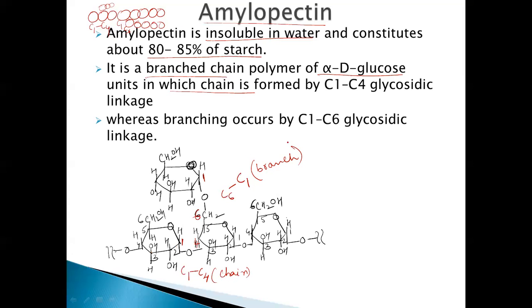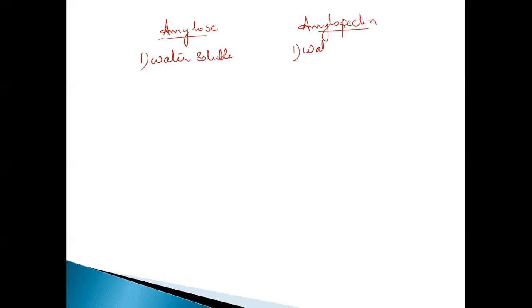And what is the difference between amylose and amylopectin? I'll write here: this is amylose and this is amylopectin. Amylose, as I said, is water soluble, because we cannot see any branching here. This is a simple structure, so it is water soluble. Amylopectin is water insoluble because it is branched, as we can see here. Amylose forms a small percentage of starch, 15 to 20%. Amylopectin forms about 80 to 85% of starch.